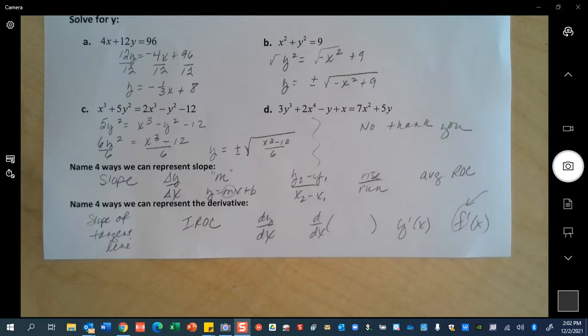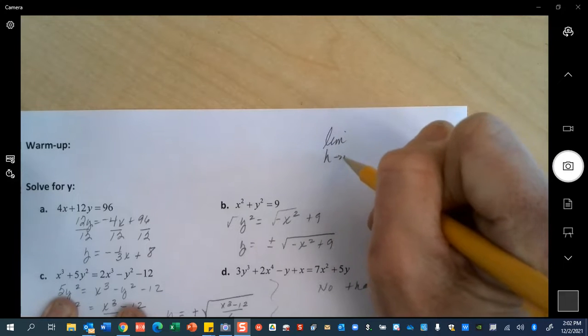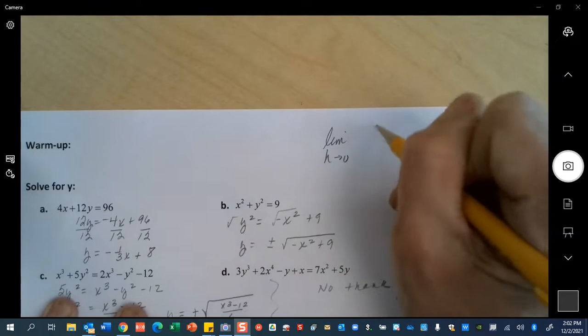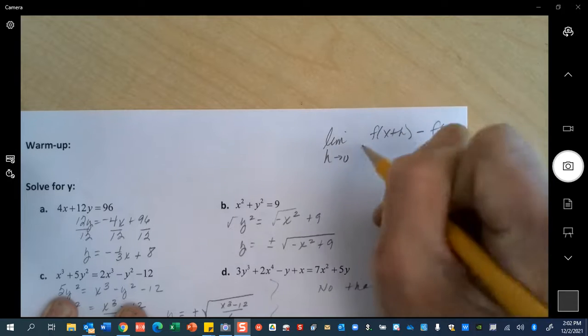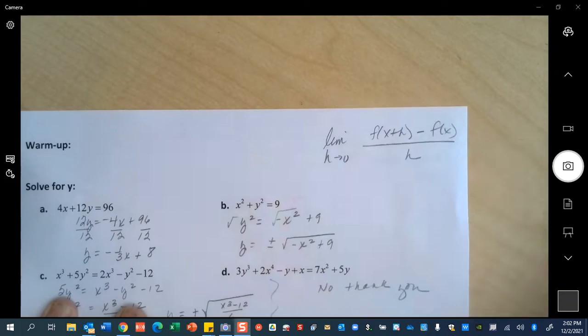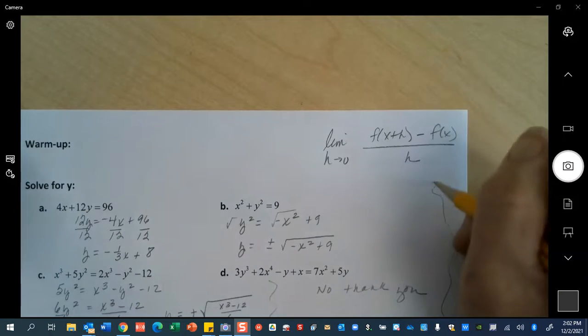So, anybody give me the limit definition of a derivative? Anybody give me the limit as h approaches 0 of f of x plus h? Oh, come on. The limit as h approaches 0 of f of x plus h minus f of x all over h. That's the derivative. That one can go up there too. What a great test question.